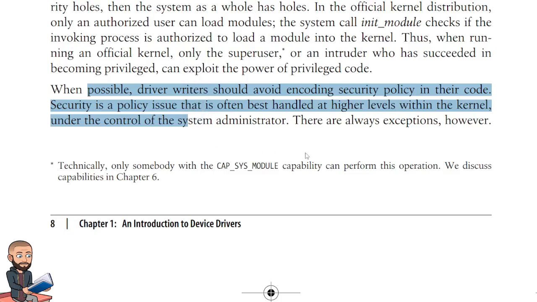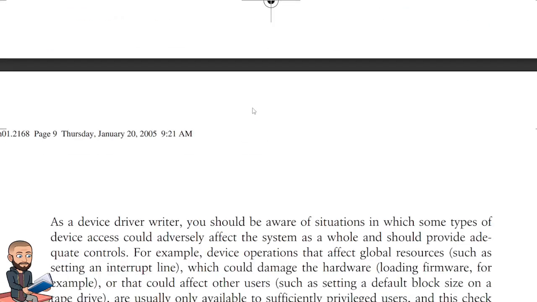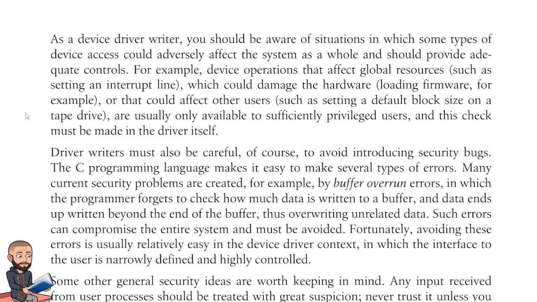So when possible, driver writers should avoid encoding security policy in their code. Security is a policy issue that is often best handled at higher levels within the kernel, under the control of the system administrator. There are always exceptions. However, as a device driver writer, you should be aware of situations in which some types of device access could adversely affect the system as a whole and should provide adequate controls.